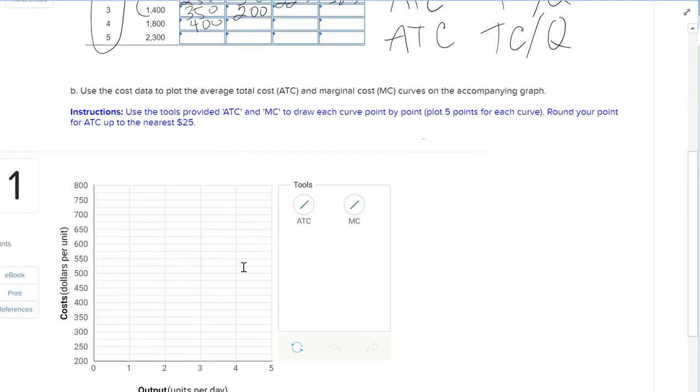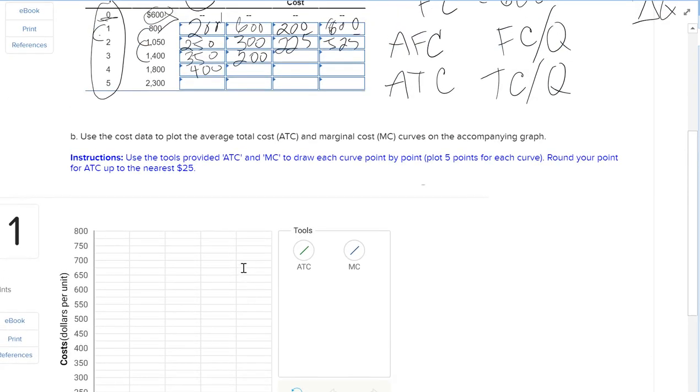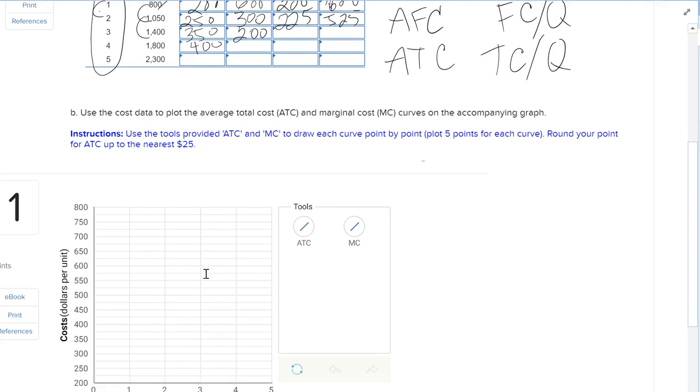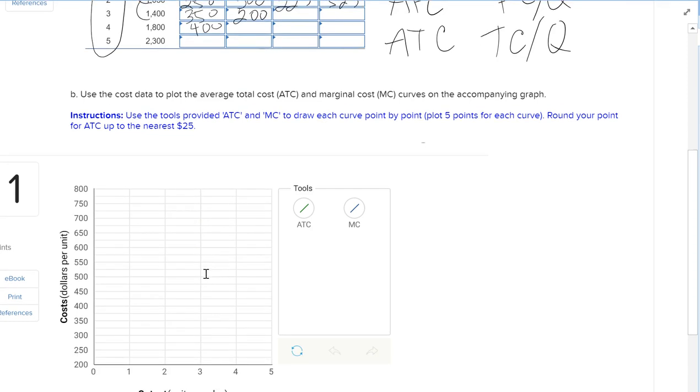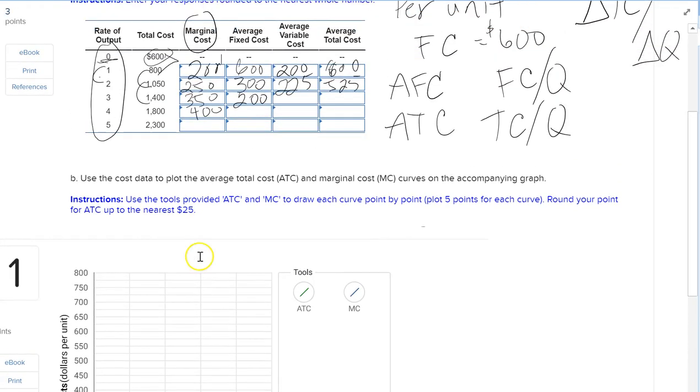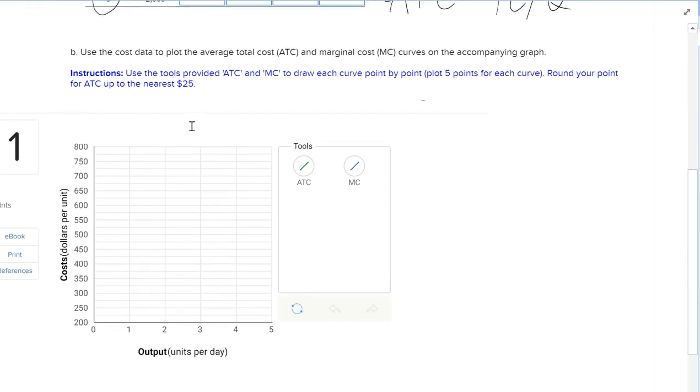Now we're going to graph some information. They give you some tools to use here. Hopefully those are working for you in Connect. And we're going to draw an average total cost curve and a marginal cost curve. We're going to plot 5 points for each curve. And those 5 points can be found right here in the chart. So we're going to plot those on the graph. And I'll just show you the beginnings of each one of them.